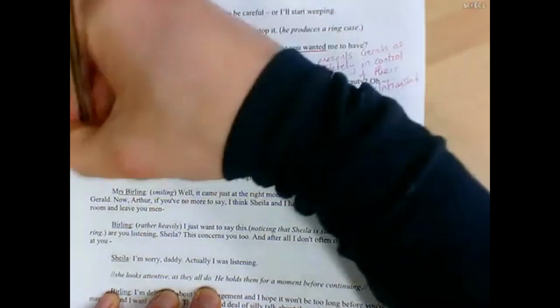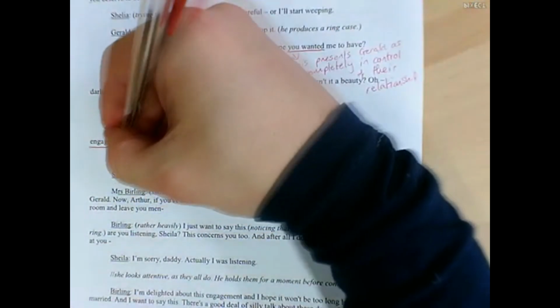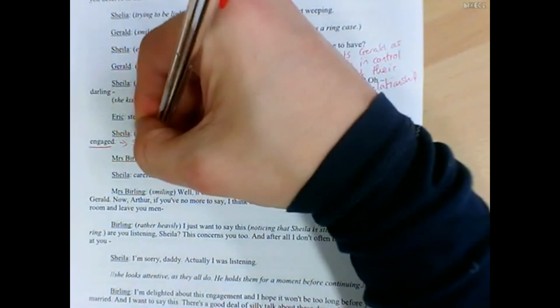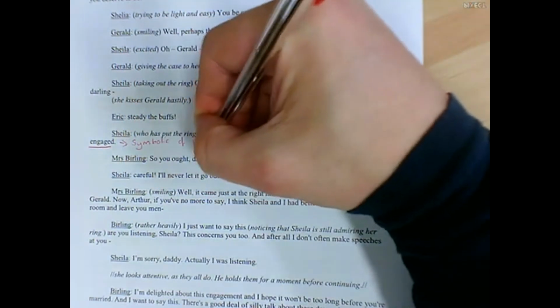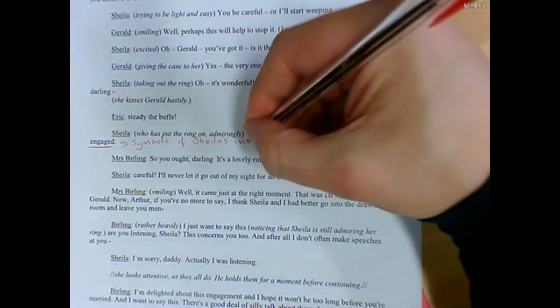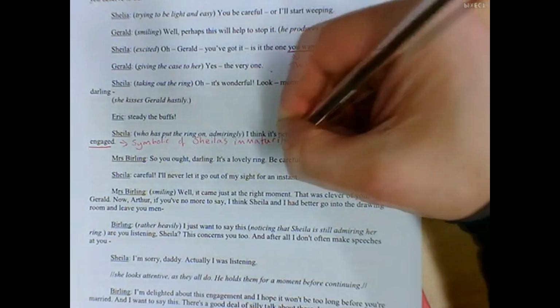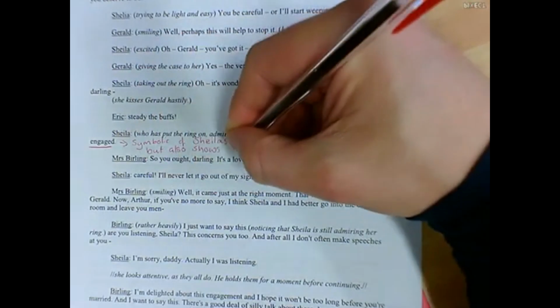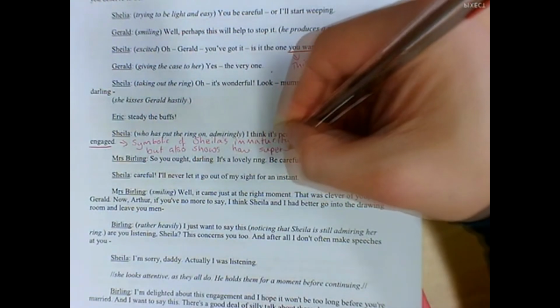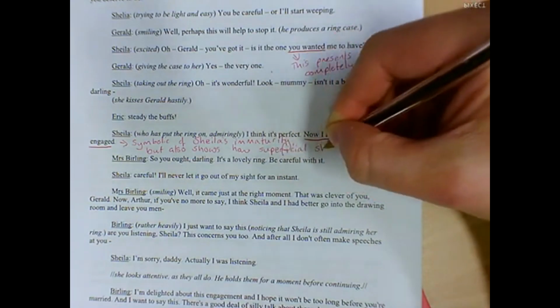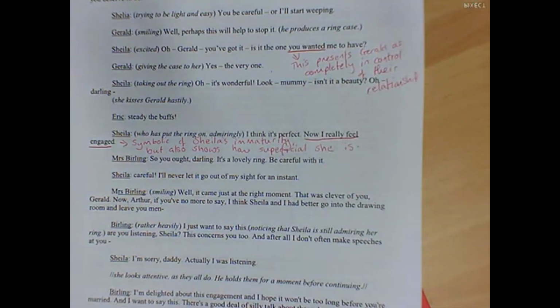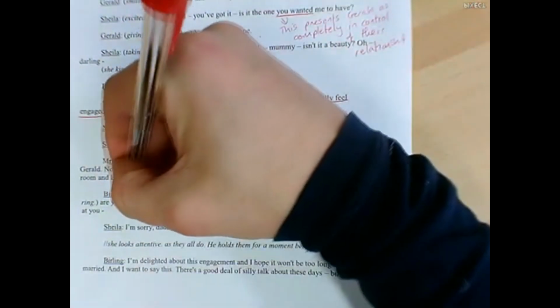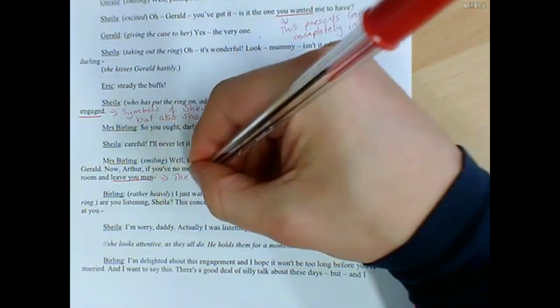"Oh, it's wonderful. Look, mummy, isn't it a beauty?" Now, the use of mummy and daddy, of course, implies her childishness. But then when she says, "Now I really feel engaged," this points to her superficiality. It's symbolic of the fact that she doesn't really understand what marriage means, and she thinks it is more of a token gesture, or rather, she has this childish opinion that it is this wonderful, beautiful pageant of a thing. She doesn't understand the reality of it at all, in that she believes it can be summarized or best shown by a simple ring. So again, Sheila is presented as spoilt and childish and unaware of how the world really works.